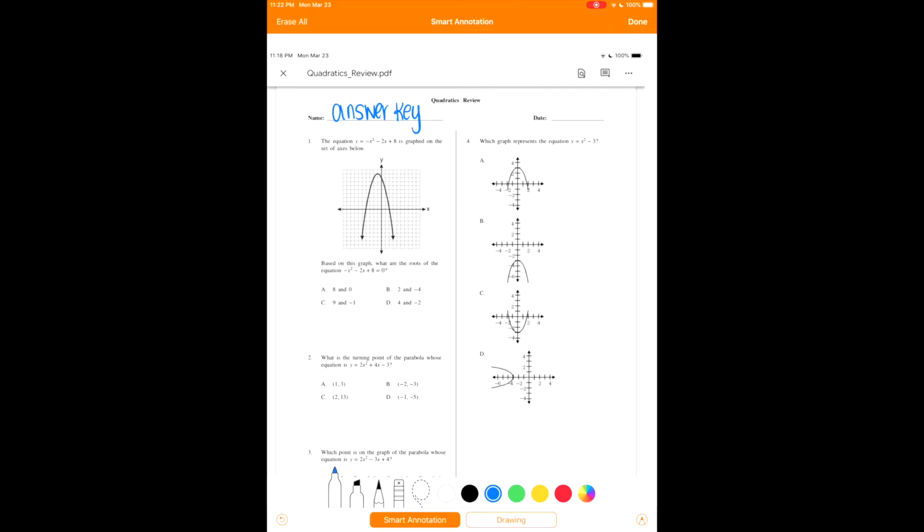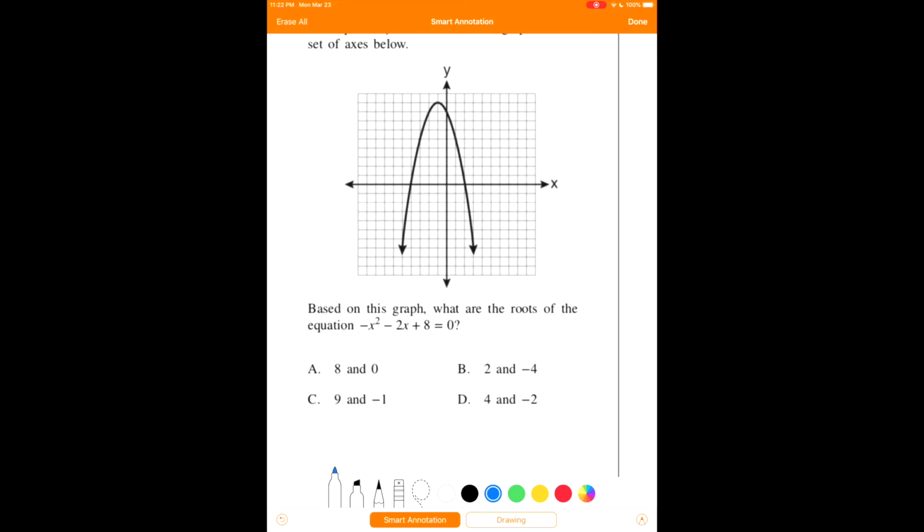So starting with number 1, the equation y equals negative x squared minus 2x plus 8 is graphed on the set of axes below. Based on this graph, what are the roots of the equation? So roots, another word for roots is x-intercepts. I really want us to get comfortable with the quadratic vocabulary because we haven't really used it before.